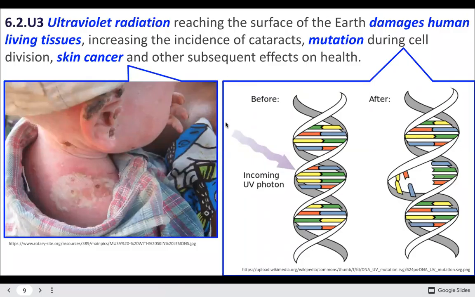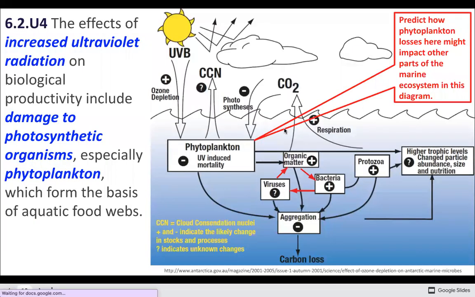You could have effects like skin cancer and other types of damage to your living tissue, damage to your DNA. And this happens to other living organisms too. Damages photosynthetic material in producers, especially can affect phytoplankton. You could look at this diagram and consider how the decrease in phytoplankton might have other compounding effects on organisms that eat the phytoplankton.